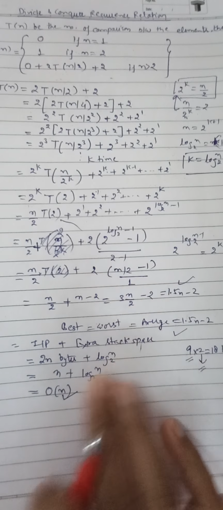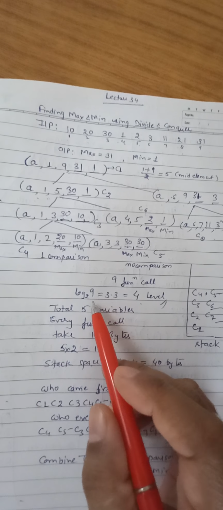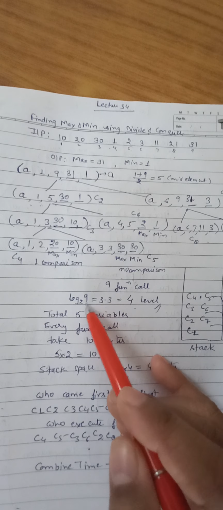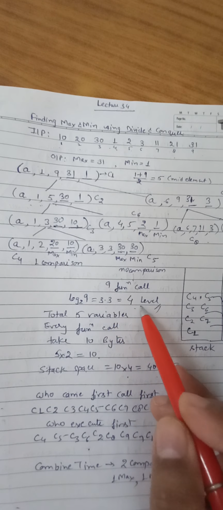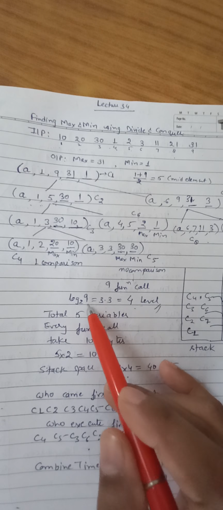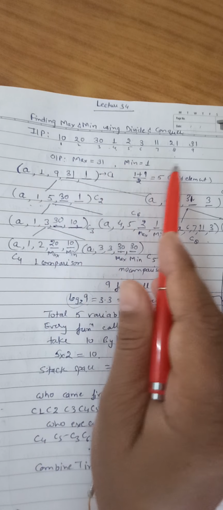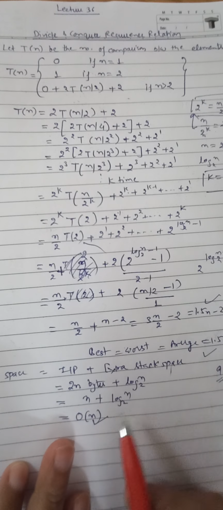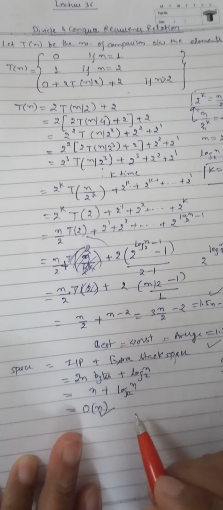From where this log n comes, I'll explain to you. As we have seen in our last lecture, how many function calls happen? 9 function calls. So if we take the log of that, a total of 4 levels occur. So from there the total stack space is log n, because we have a total of 9 elements. So from here log n. So n plus log n base 2. So space complexity will be order of n.